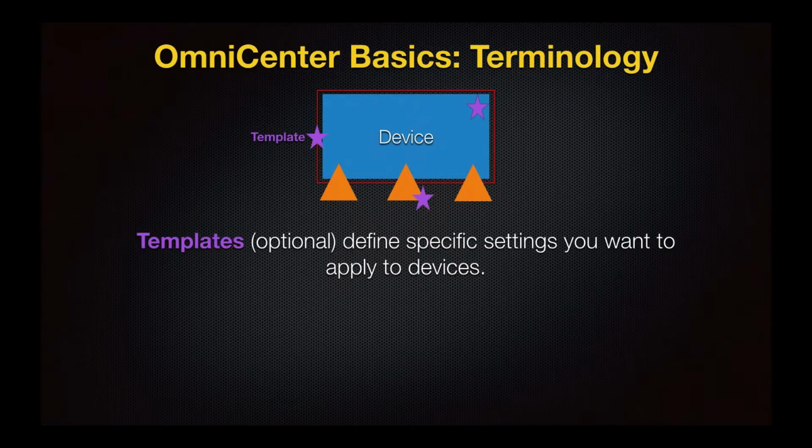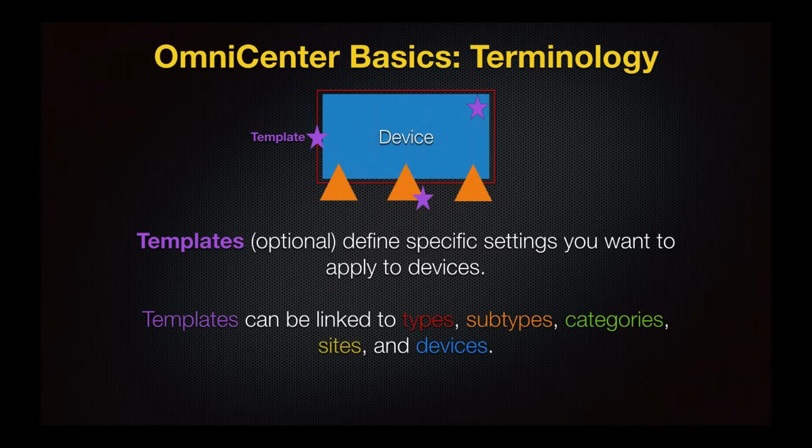Templates are what we use to kind of manage the configuration of OmniCenter. So templates allow us to collect settings from different devices and apply them to all of the devices of a specific type or a specific subtype, for example. They can also be applied at the individual device level. They can be applied at the category or site level.